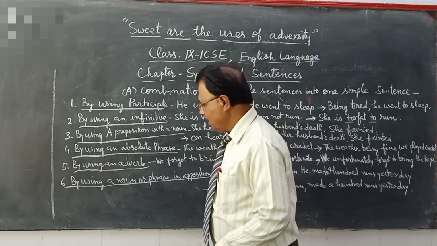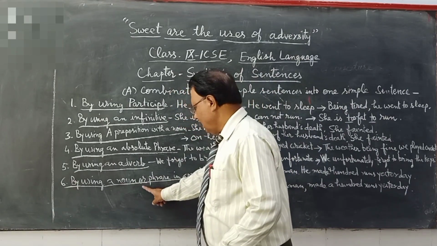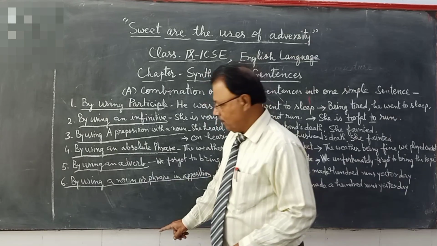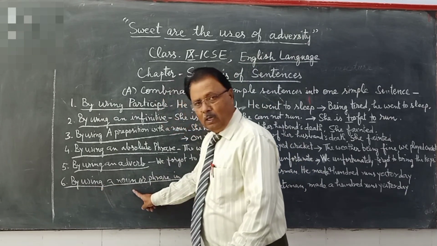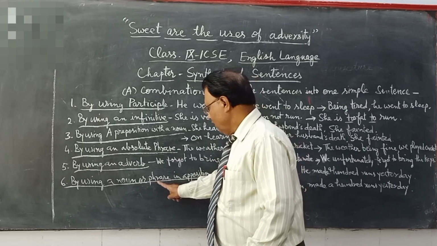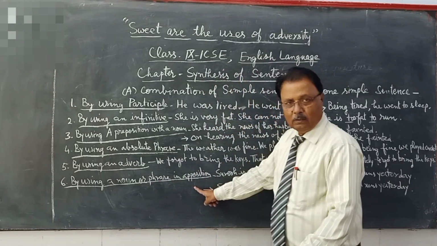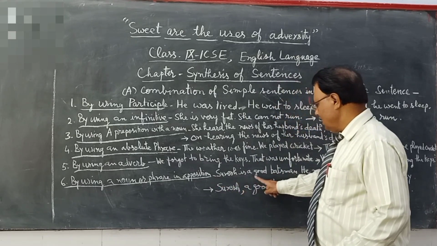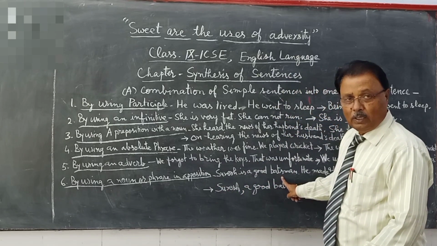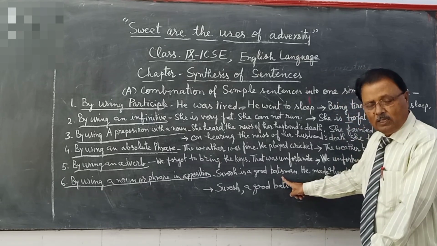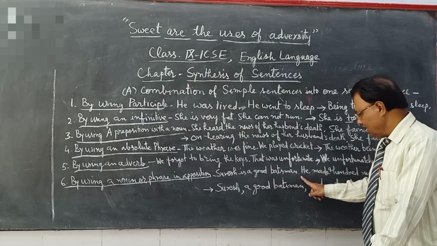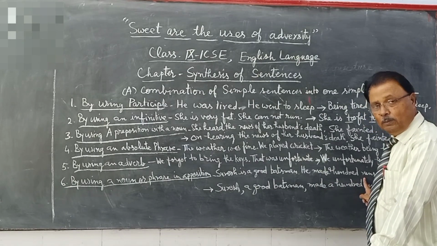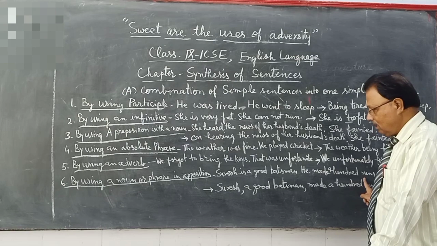And the last point is by using a noun or noun phrase, a phrase in apposition. For example, Suresh is a good batsman. Listen carefully. And the second sentence is, he made 100 runs yesterday.